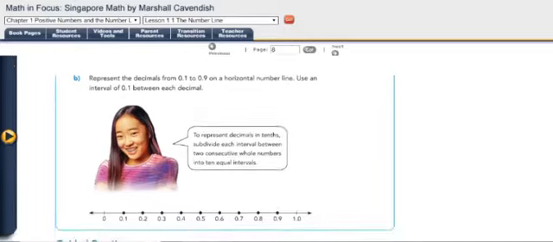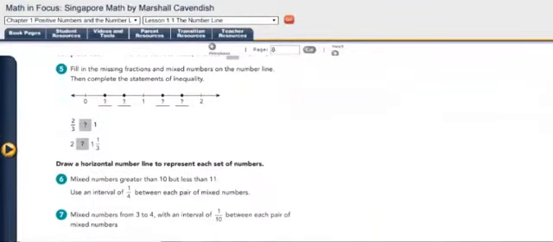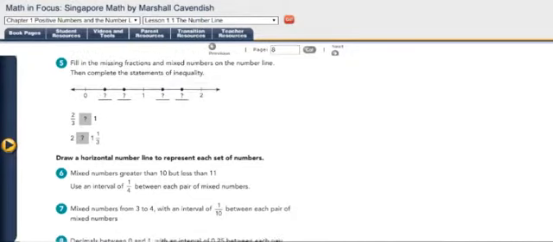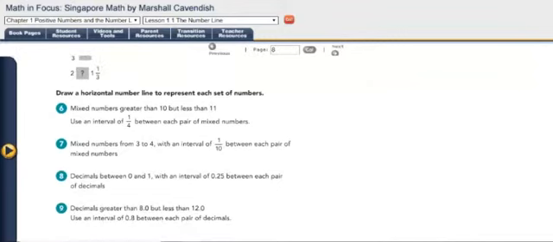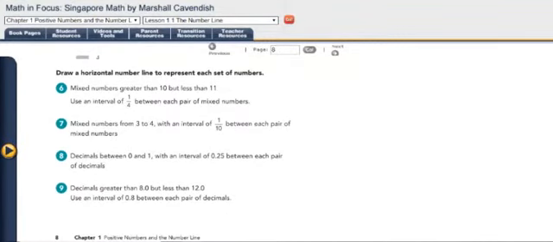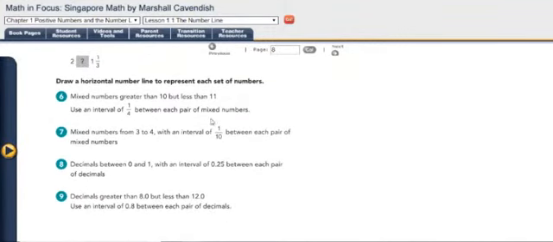So here we are at the bottom of page 8. Yesterday we walked through number 5, and then you may have done the other ones on your own. We're just going to quickly review how to do number 6 and 7, and then 8. So number 6, it says draw a horizontal number line to represent each set of numbers.